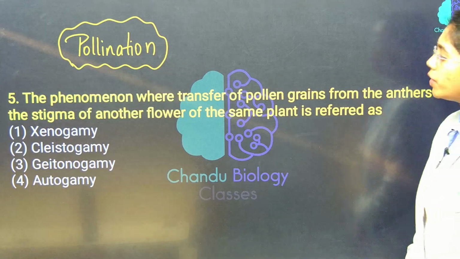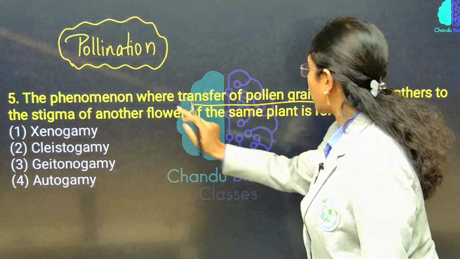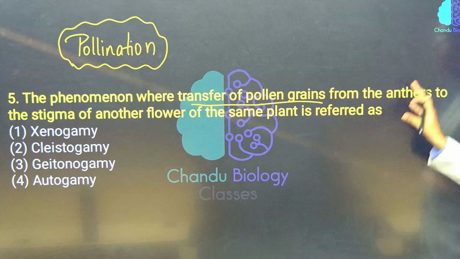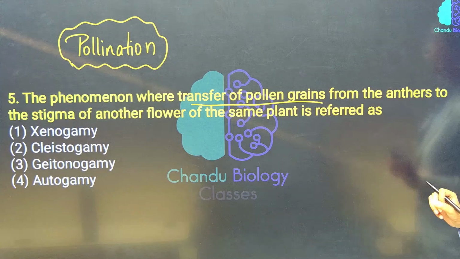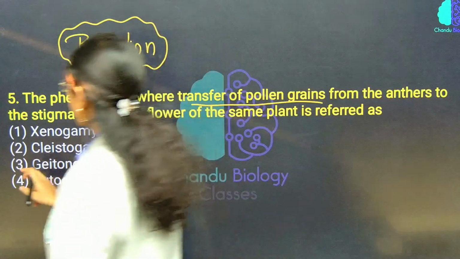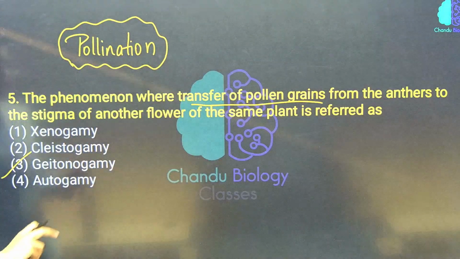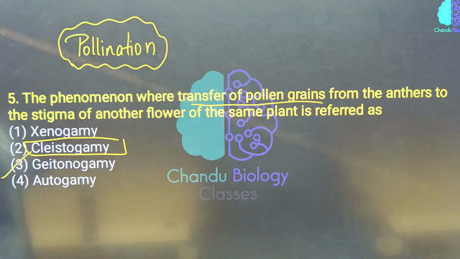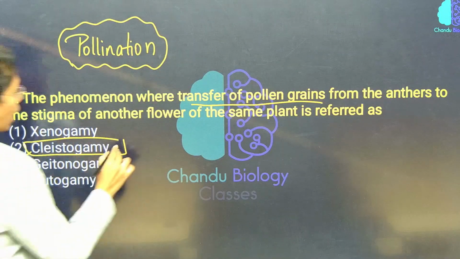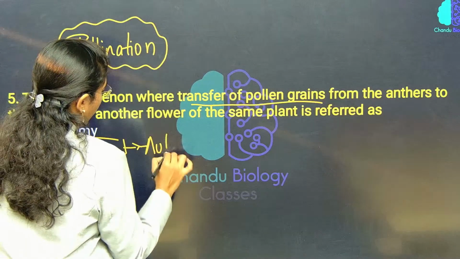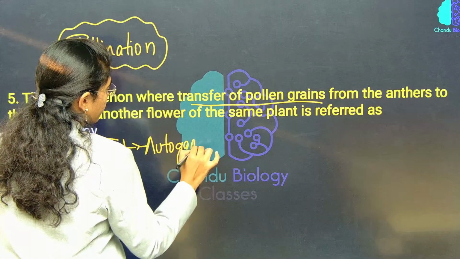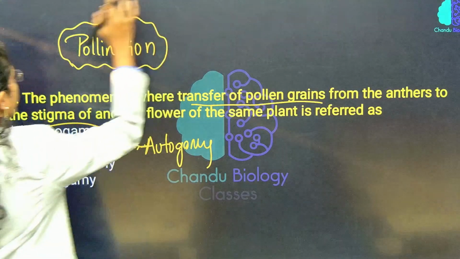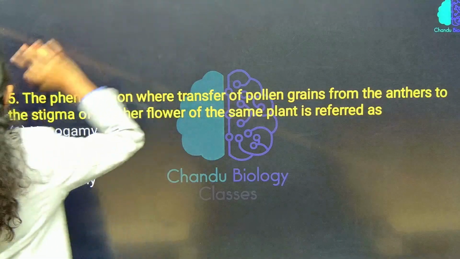Here we go. The phenomenon where transfer of pollen grains from the anthers to stigma of another flower of the same plant is referred to as what? It is referred to as geitonogamy, which is option 3. In cleistogamy, here the anthers will be dispersing pollen grains to the stigma of same flower, which shows autogamy. Whereas xenogamy, it is between flowers of two different plants, right? Yeah. Next question.